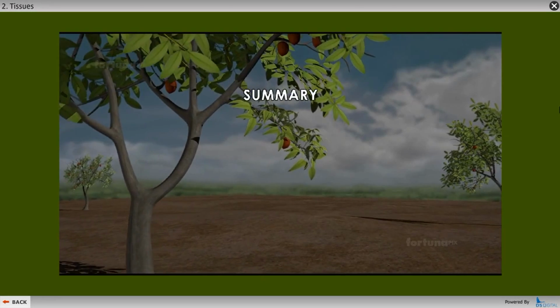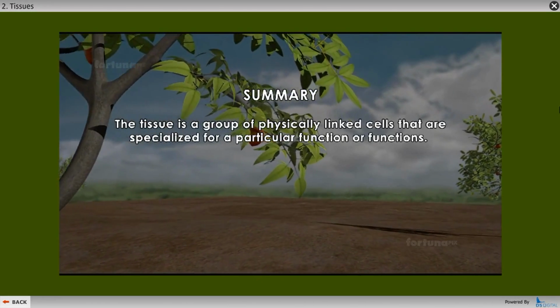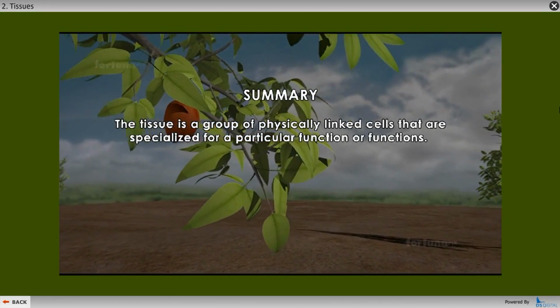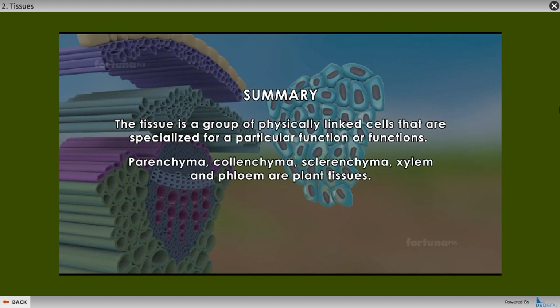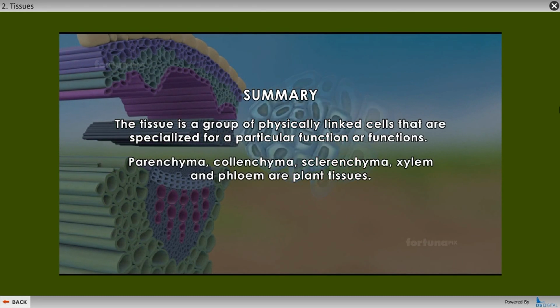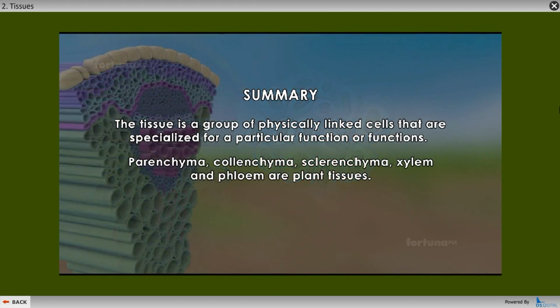Summary: the tissue is a group of physically linked cells that are specialized for a particular function or functions. Parenchyma, collenchyma, sclerenchyma, xylem, and phloem are plant tissues.